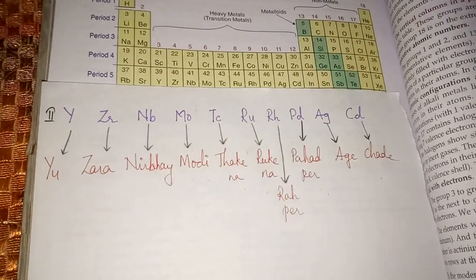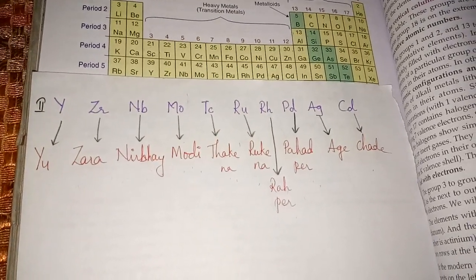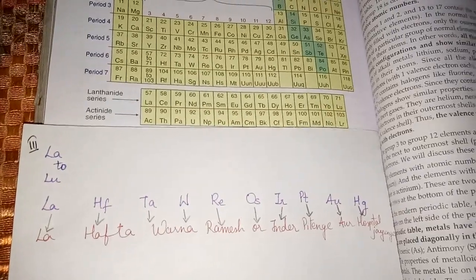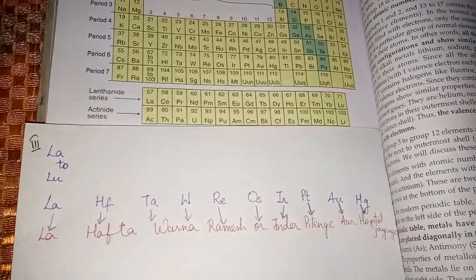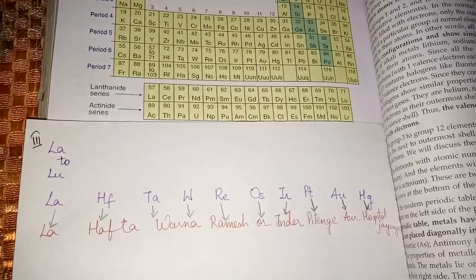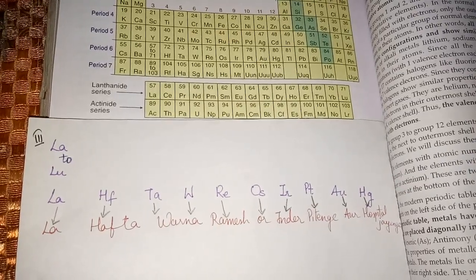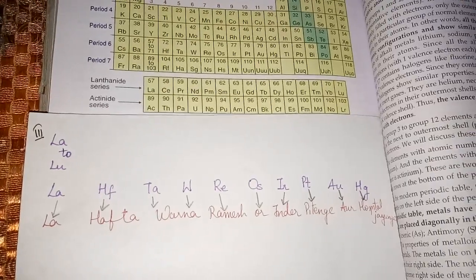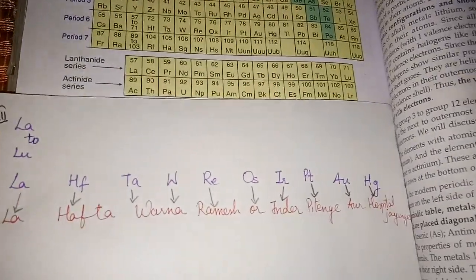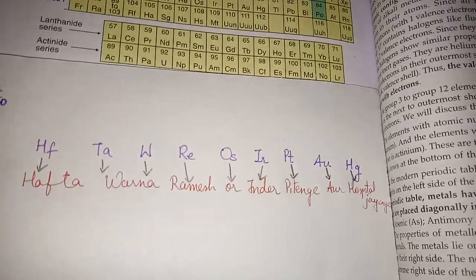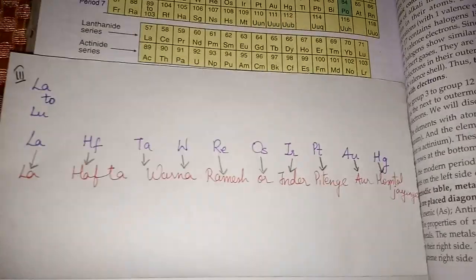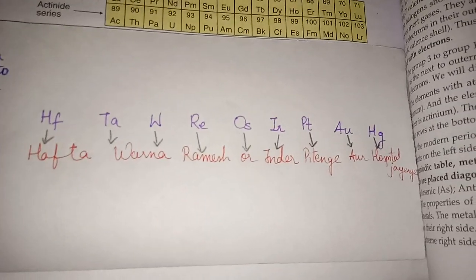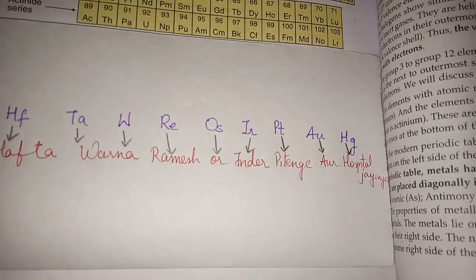Now let's move on to the third series, which is the second last series of d block elements. In the third series, it starts from lanthanum to lutetium. So we'll start from: La hafta warna Ramesh aur Inder pitenge aur hospital jayenge. I repeat, La hafta warna Ramesh aur Inder pitenge aur hospital jayenge.